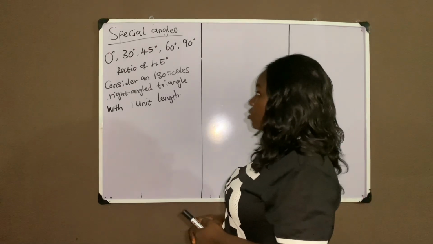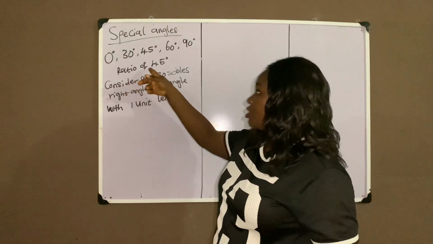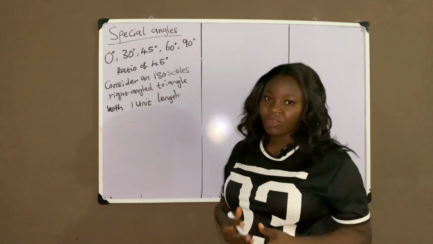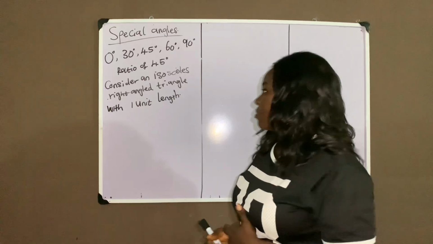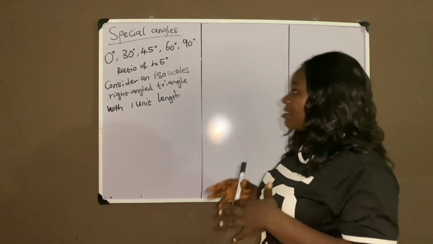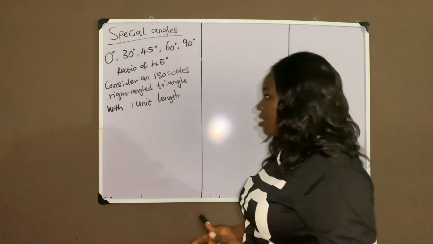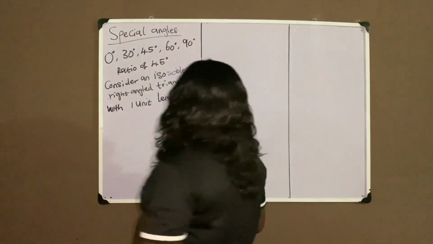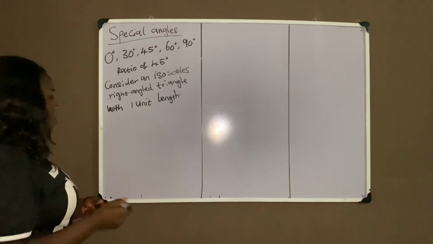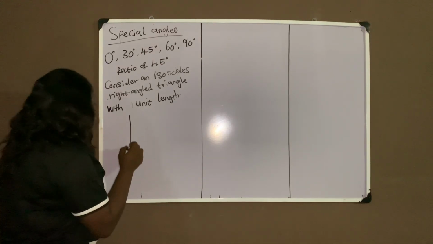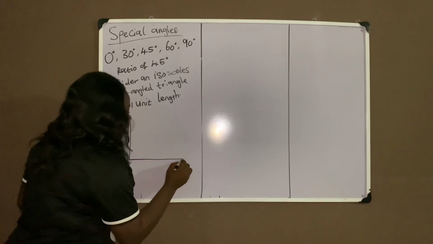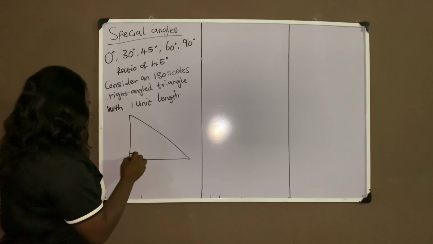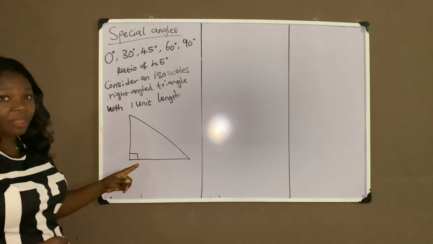The first thing we are going to consider is the ratio of 45 degree. Now, in considering the ratio of 45 degree, we have to consider an isosceles right angle triangle with 1 unit length. Of course, you should know that a right angle triangle is a type of triangle that has one of the angles to be 90 degree. At least we're having 90 degree in here.